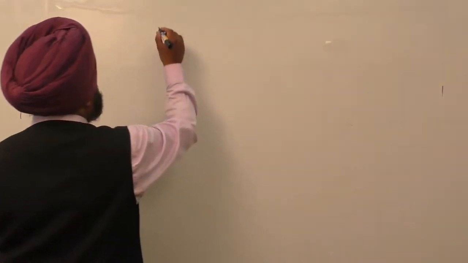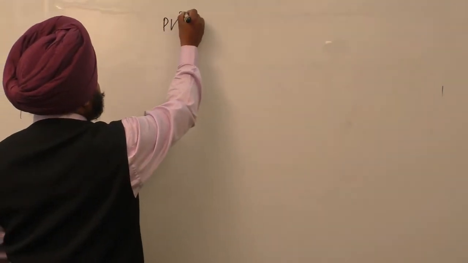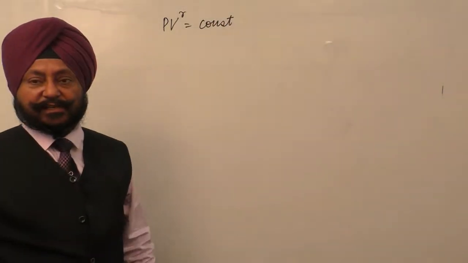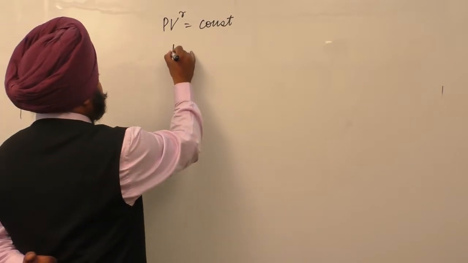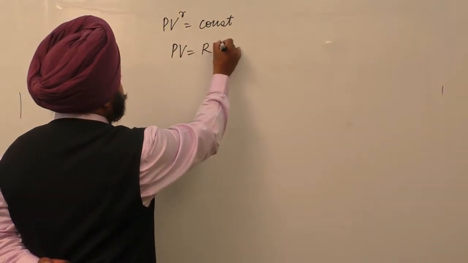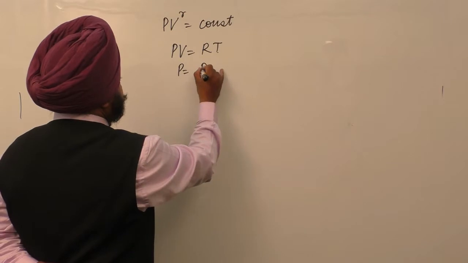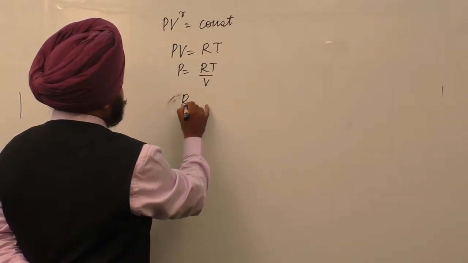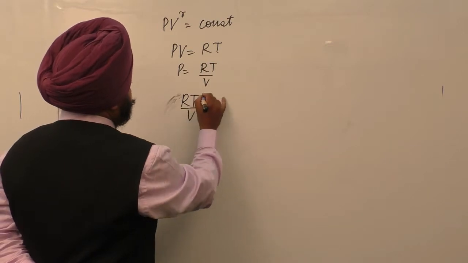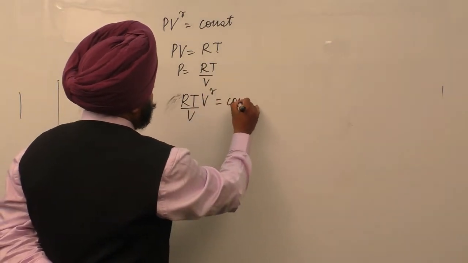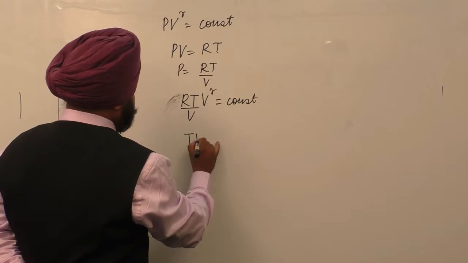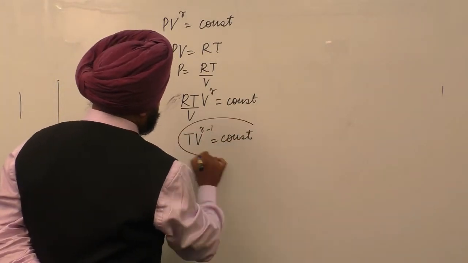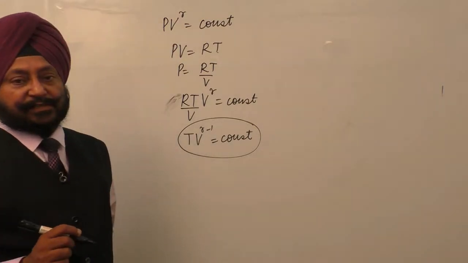Now writing this expression further, PV to the power gamma is equal to constant. We can write the expressions for this further. Let us say that PV is equal to RT. So from here we will get pressure is equal to RT by V, or pressure will be written as RT by V into V to the power gamma is equal to constant. So we'll have TV to the power gamma minus 1 is equal to constant. This is another equation of an adiabatic process.